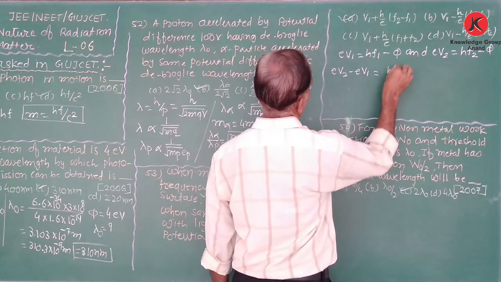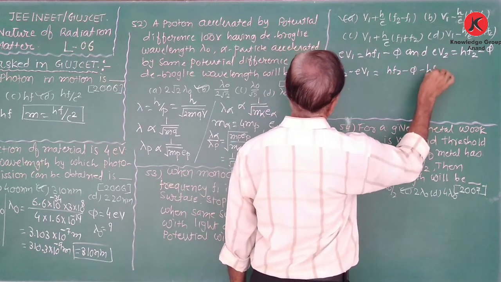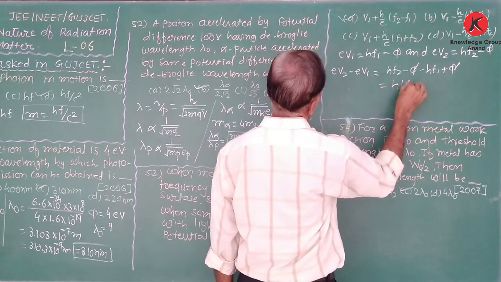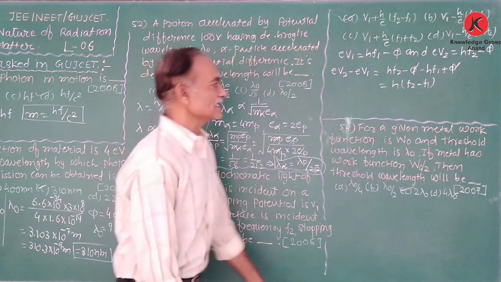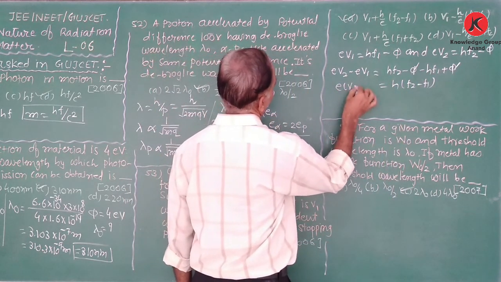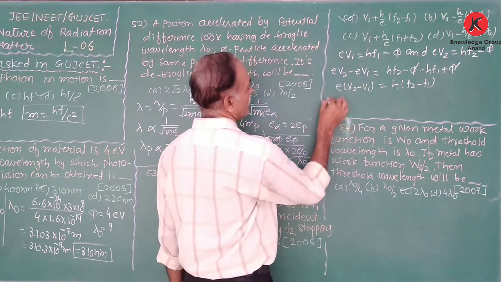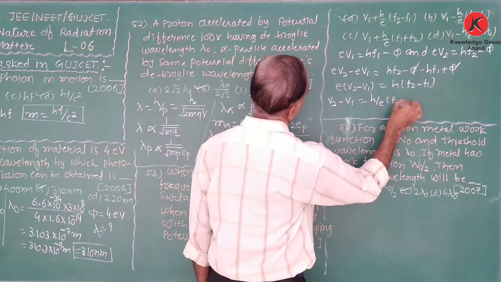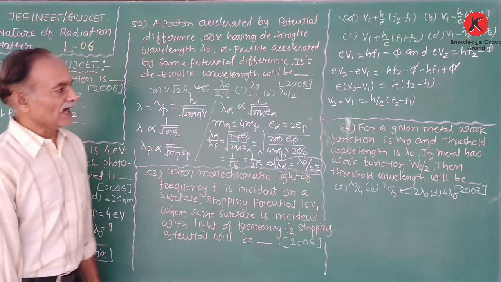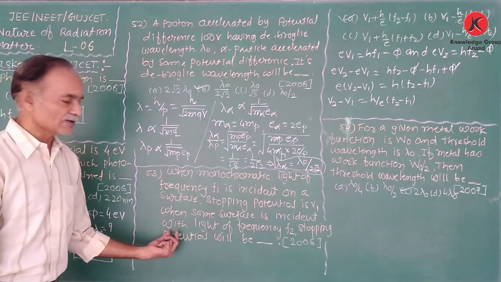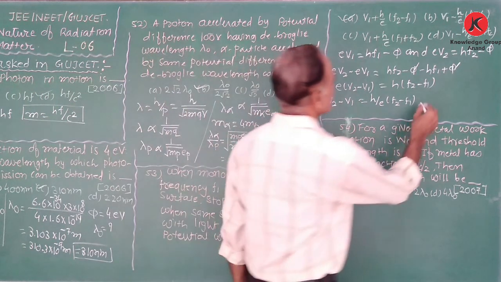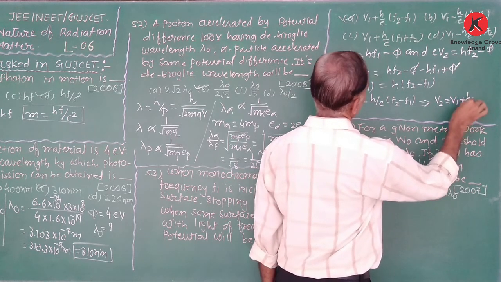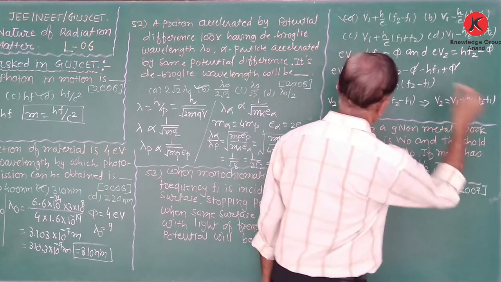We take the difference of these two equations: eV2 minus eV1 is equal to the subtraction of the right hand side, hf2 minus phi minus hf1 plus phi. Phi cancels. On the left hand side e is common, V2 minus V1, and on the right hand side h is common, f2 minus f1. Therefore, V2 minus V1 is equal to h upon e, f2 minus f1. We require the stopping potential when light of frequency f2 is incident. Therefore, stopping potential V2 is equal to V1 plus h upon e, f2 minus f1.